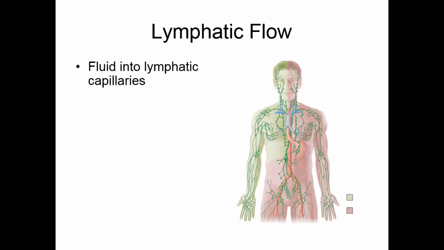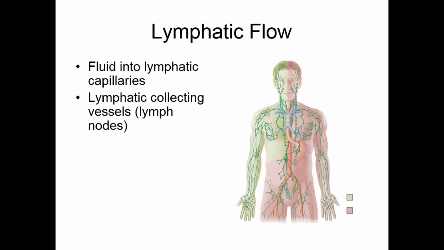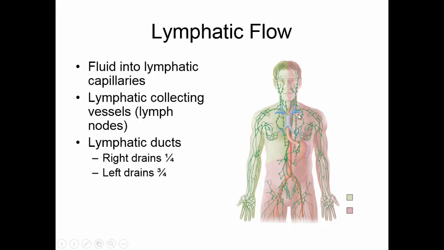Fluid will enter the lymphatic capillaries. The lymphatic capillaries will then empty into lymphatic collecting ducts. These are where the lymph nodes are located. The lymphatic collecting ducts empty into one of two lymphatic ducts. The right lymphatic duct will drain lymph from the upper right quarter of the body. The left lymphatic duct will drain all of the rest of the body, the other three quarters of the body. The right and left lymphatic ducts empty into the subclavian veins, very close to the heart. This is how the lymph gets back to the blood.